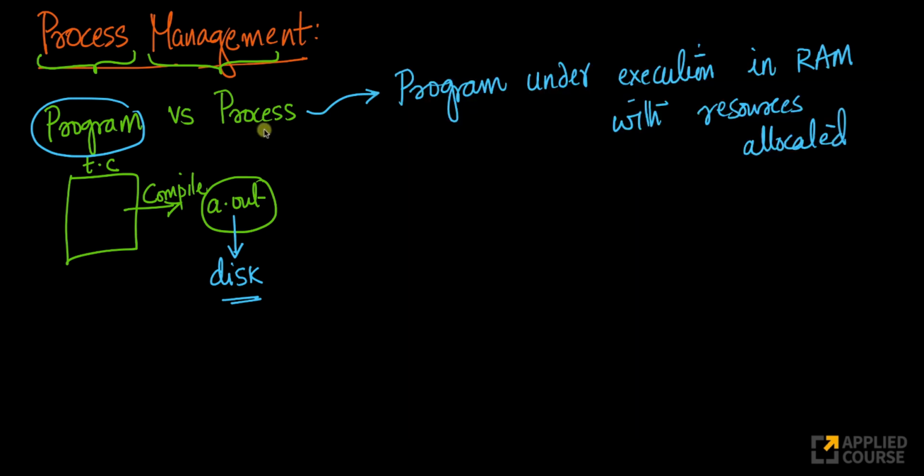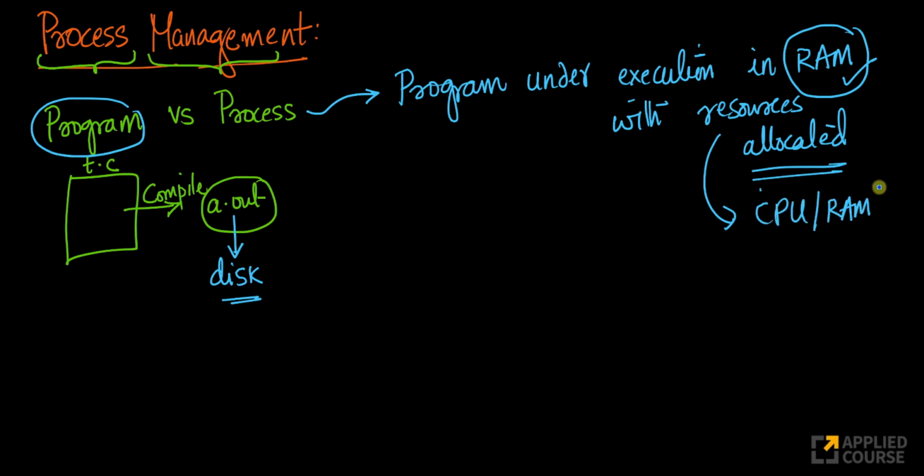So in a nutshell, a process is a program under execution which is present in the main memory or RAM. That's very, very important, right? So it is actually present in the RAM or main memory. It has some resources allocated to it. These resources could be CPU, RAM, or IO devices. It could be anything, right? At the end of the day, that's the fundamental difference between a program and a process.